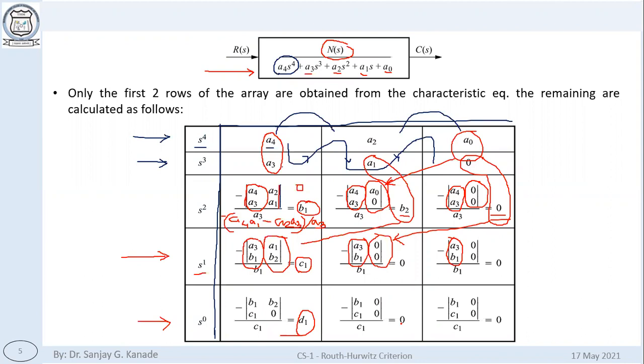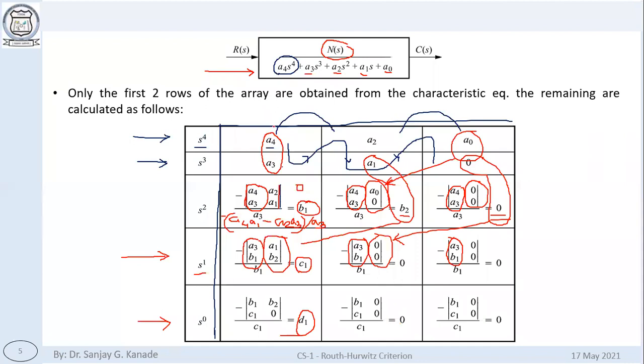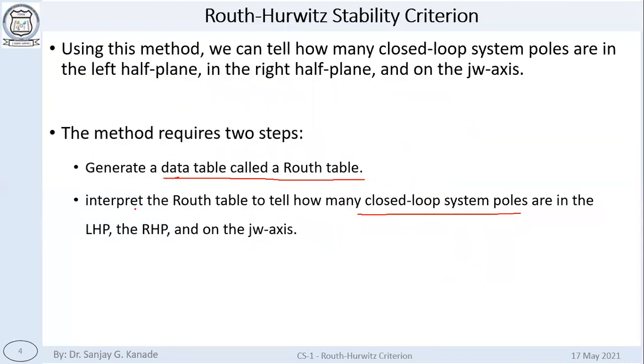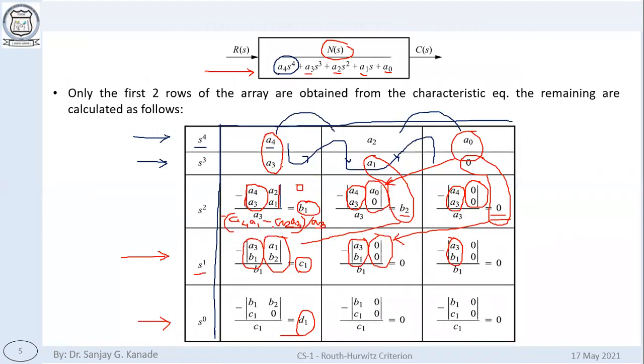Now, once this Routh table is created, we apply what? We apply the interpretation. What is that interpretation? How many sign changes are there? Now, what does it mean by sign change?